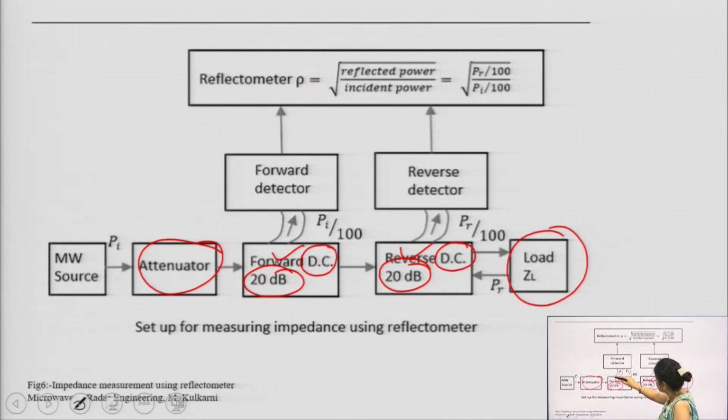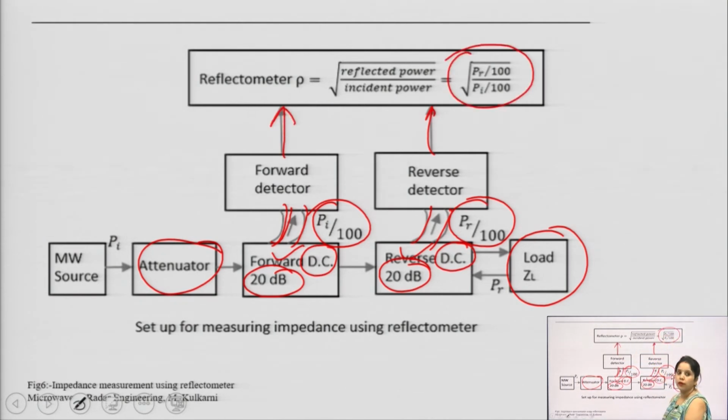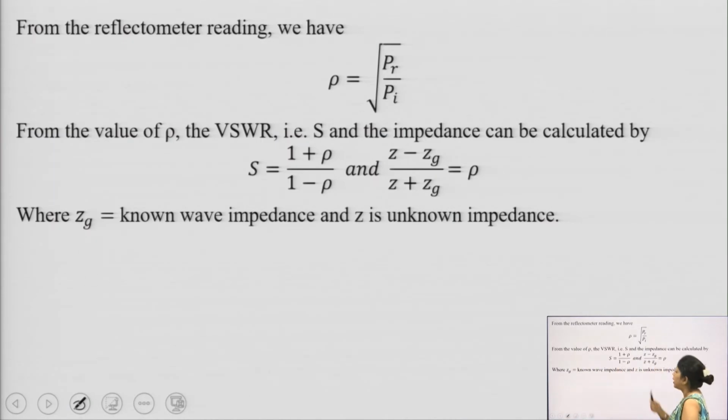We are able to get the coupled output here, which is given by Pi upon 100, and here also we get the coupled output, which is equal to Pr upon 100. When both are given to the reflectometer, it gives rho as the square root of (Pr upon 100) upon (Pi upon 100). So the 100 gets cancelled and our rho is equal to the square root of Pr upon Pi.